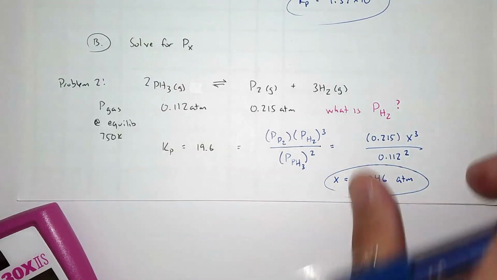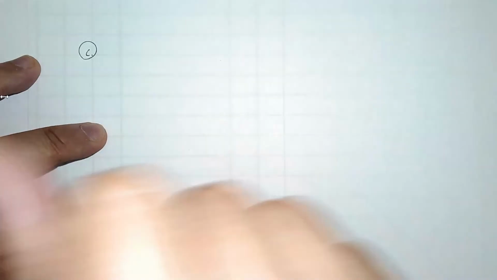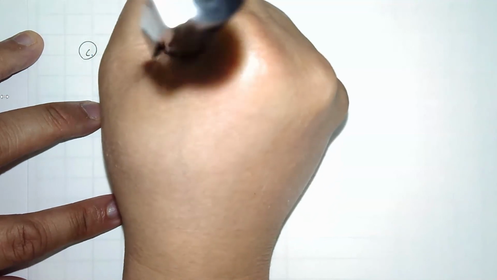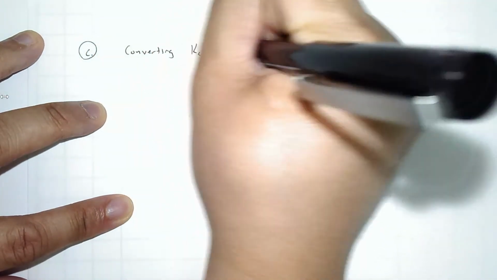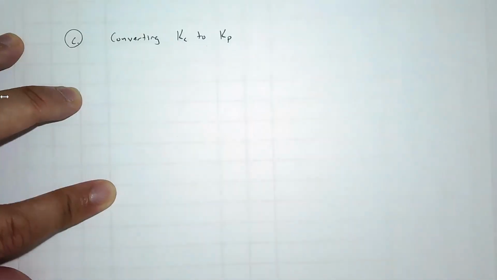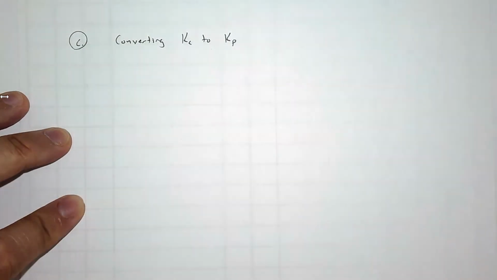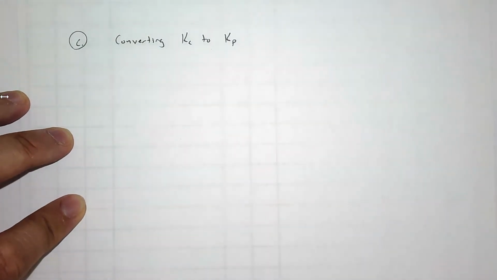Okay. Last part, part C. Well, we have Kc, and now we have Kp. Is there a relationship between those two? Part C, converting Kc to Kp. I'll give you the equation, and if you need to convert in the other direction, from Kp to Kc, you have techniques to do that.